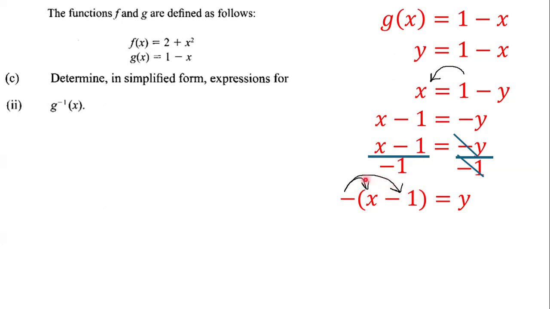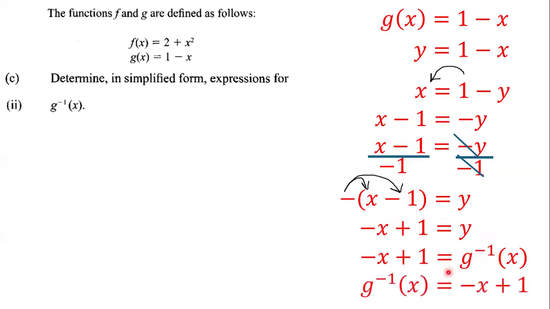We distribute the negative 1. So it's going to be negative 1 multiplied by x, which is negative x. And negative 1 multiplied by negative 1 is a positive 1. So we have that y is equal to negative x plus 1. But what is y? Well, y is equal to g inverse of x. And so that means that g inverse of x is equal to negative x plus 1. And that's the answer to this question.